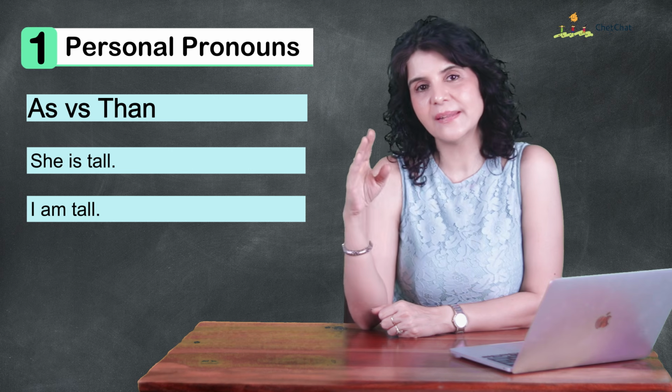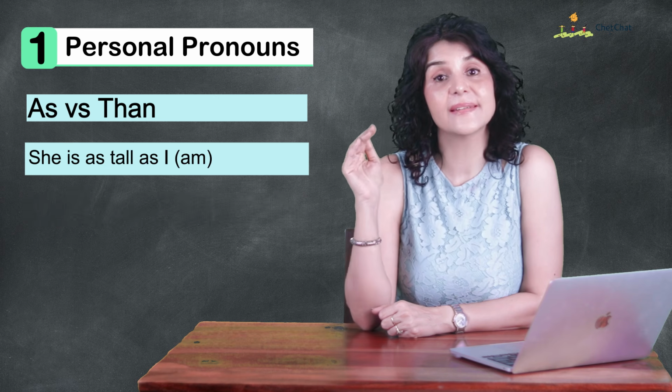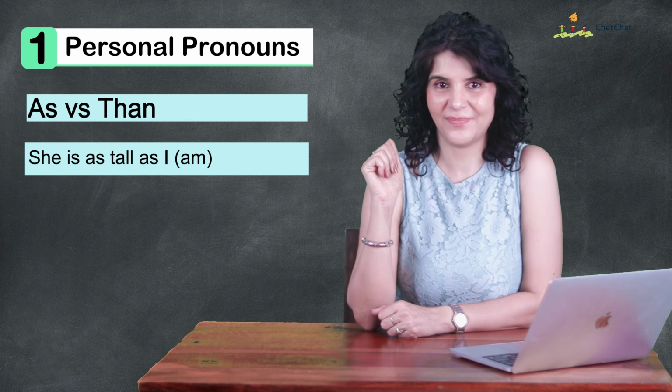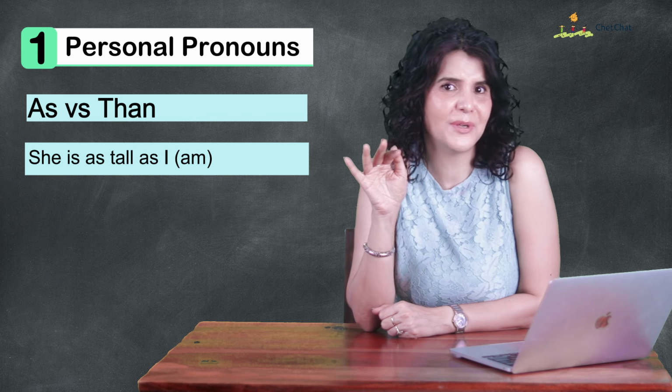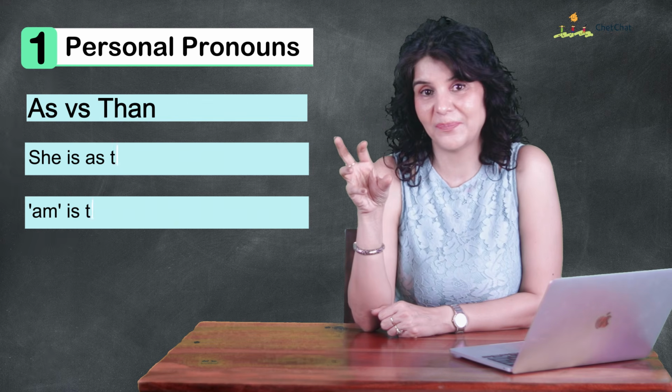What if we complete the sentence? We would say she is as tall as I am. Not me am. That would be wrong. So am is the missing silent verb.